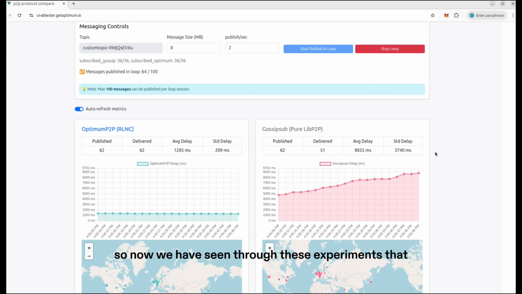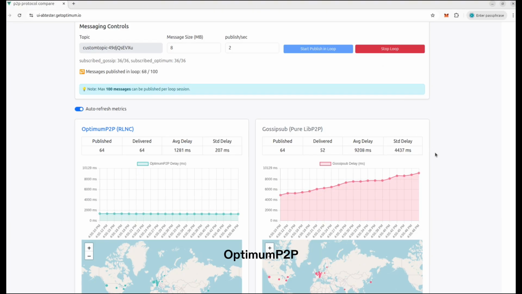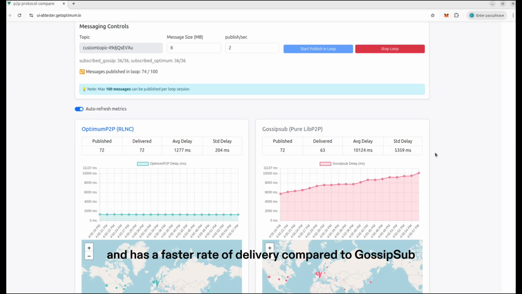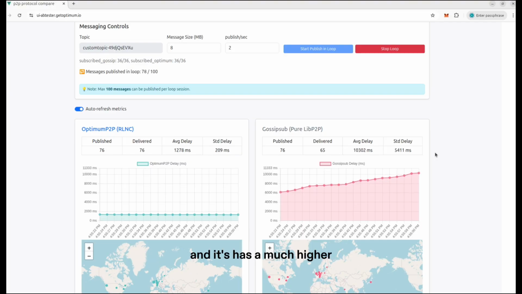So now we have seen through these experiments that the Optimum P2P protocol performs well under larger messages and a faster rate of delivery compared to GossipSub, and it has a much higher performance compared to GossipSub.